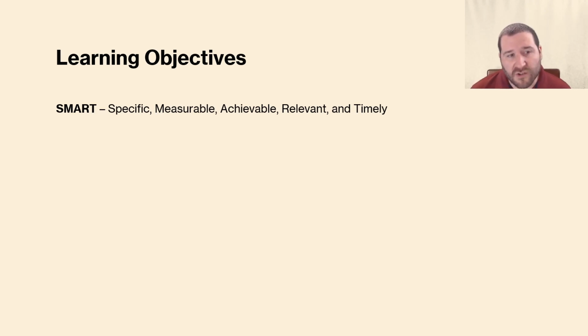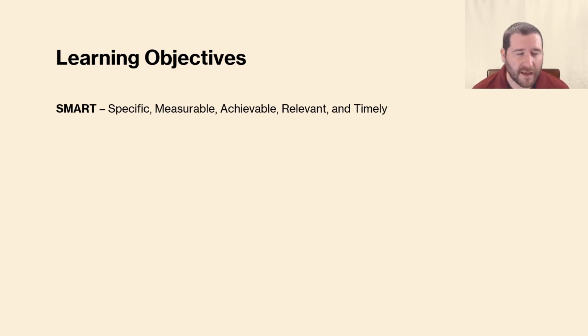Good objectives are also measurable, right? The goal is that we can assess our objectives and see, is our student there or not, right? Did they meet this objective? Did they meet this criteria? So a good objective is also measurable, achievable.